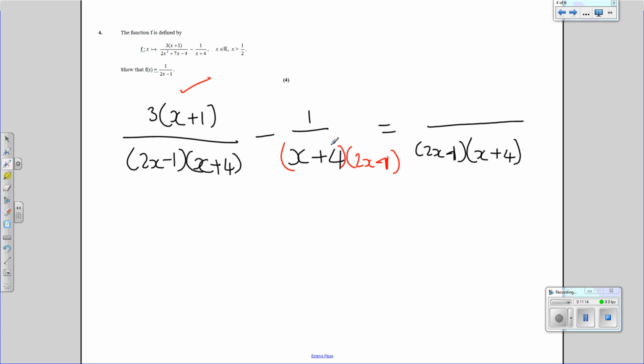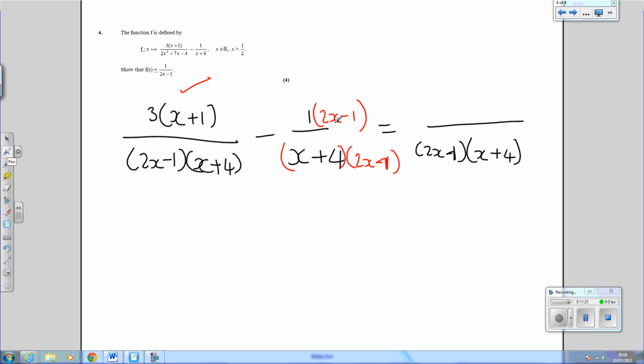And if we're multiplying the bottom by 2x minus 1, we've got to do the same with the top. And now we can subtract them. Just like before, be careful with subtraction that it applies to everything in the bracket.